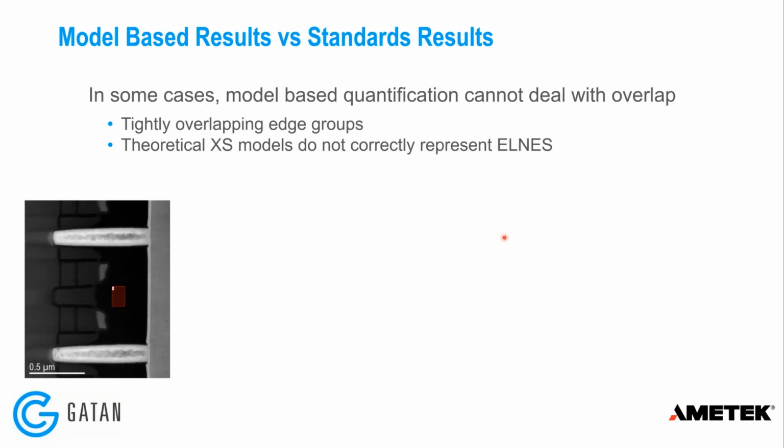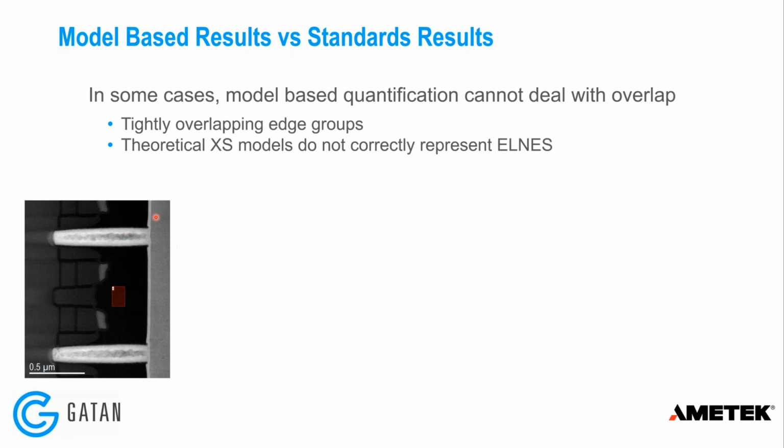So, okay, model-based results versus standards results. As I've already said, in some cases, the model-based method can't deal with overlap. The two primary categories here are where we have tightly overlapping edge groups, or where the theoretical cross-section models don't correctly represent the ELNES. Here we're looking at the second example, where our cross-section models don't correctly represent the ELNES.